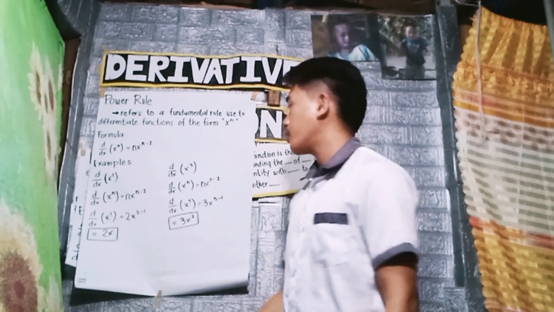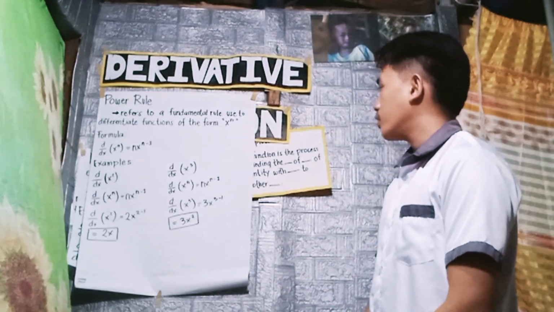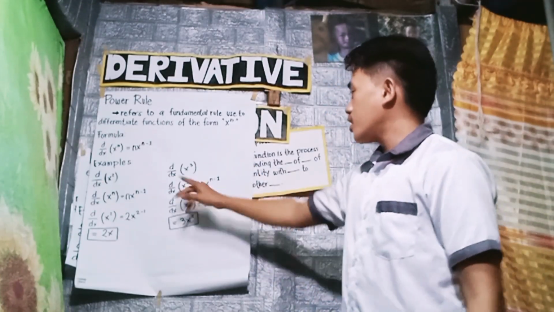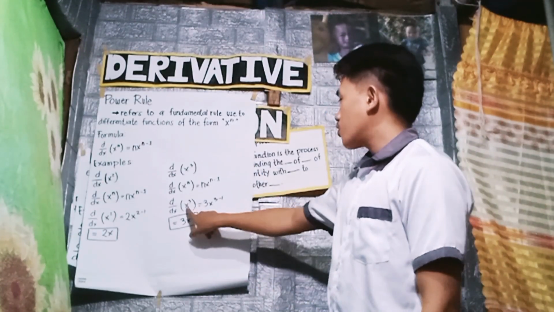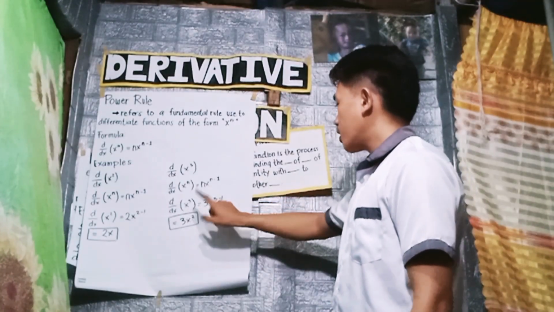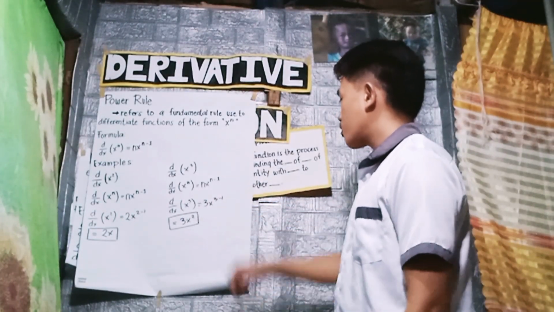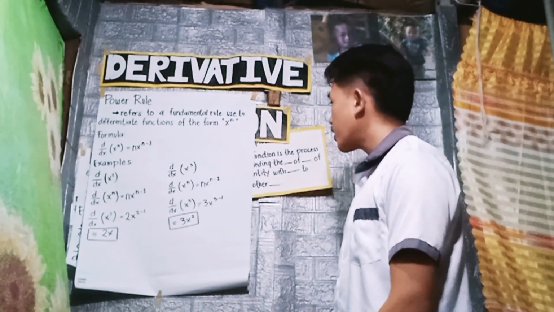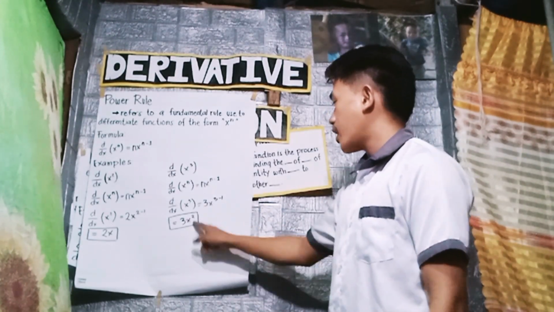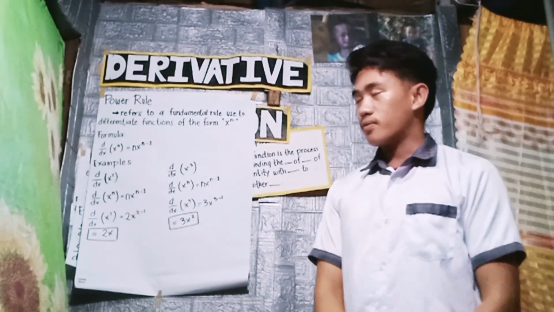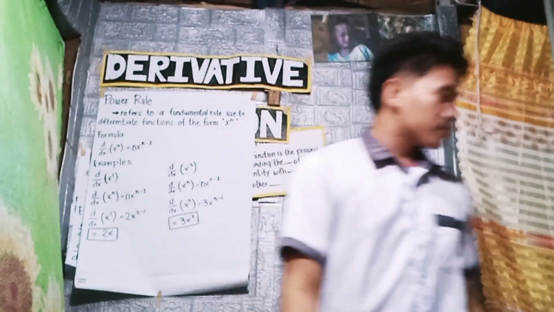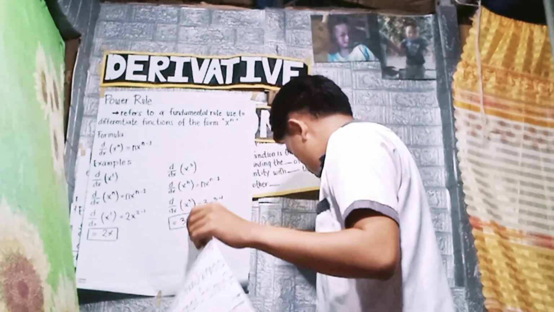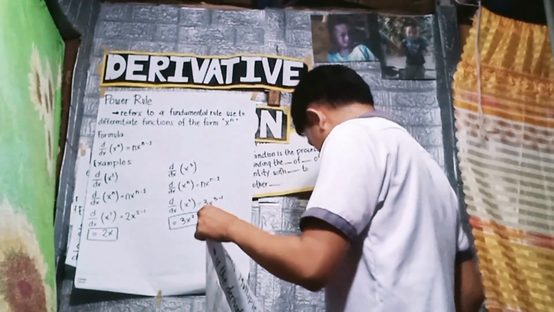So we have another example of power rule. The derivative of x cubed. So d over dx of x cubed equals 3x to the raised power of 3 minus 1. So our derivative of x cubed is 3x squared. So now, let's proceed to constant multiple rule. So what is constant multiple rule?